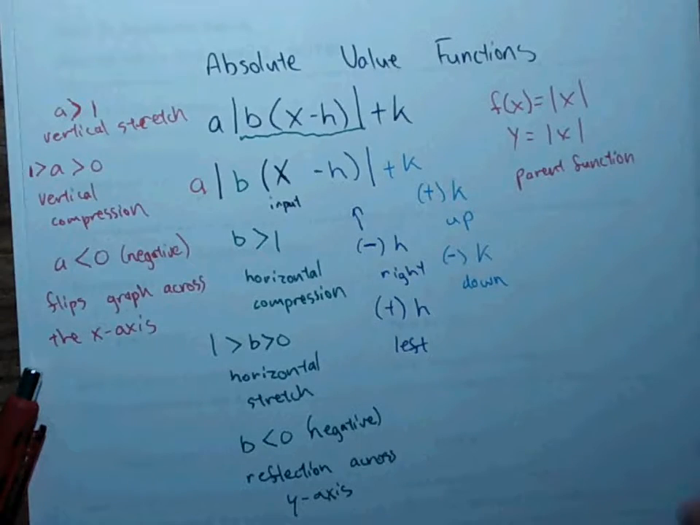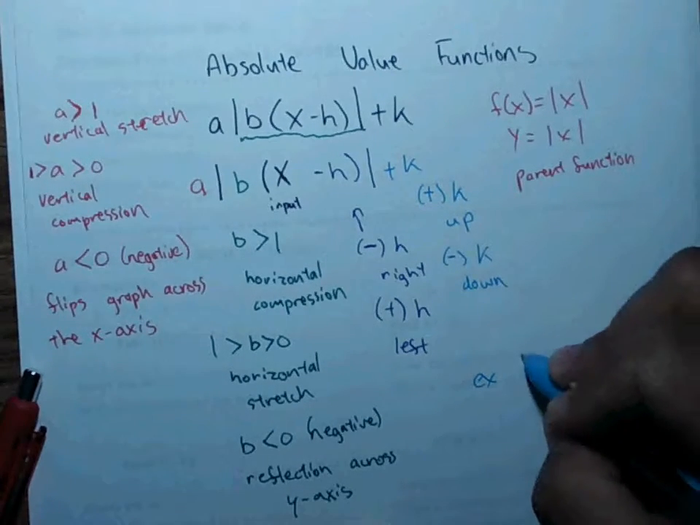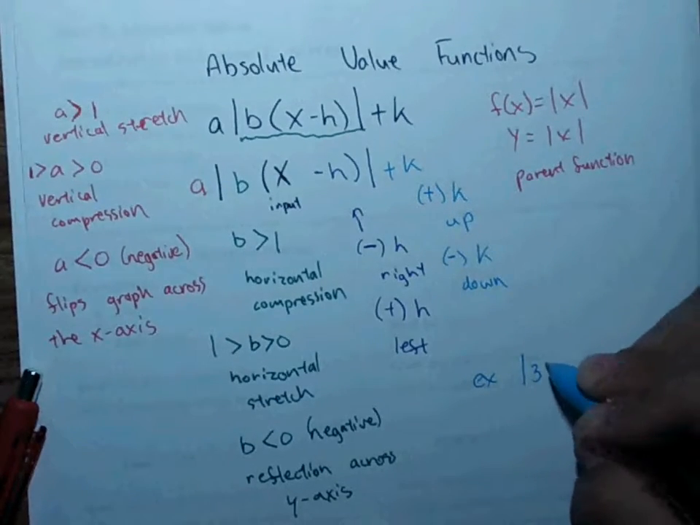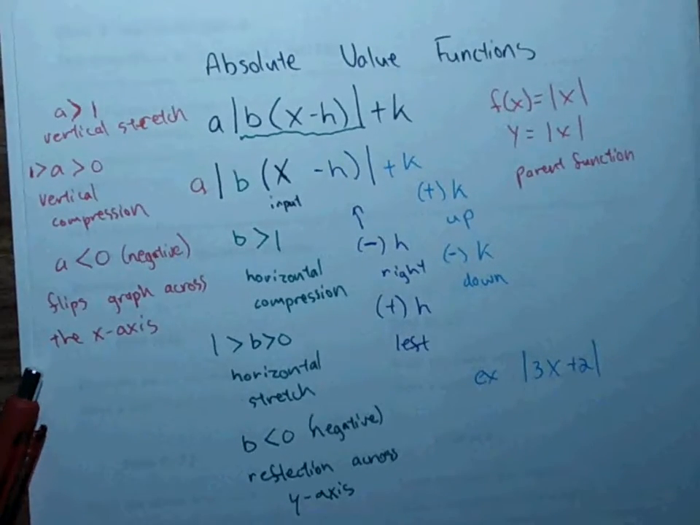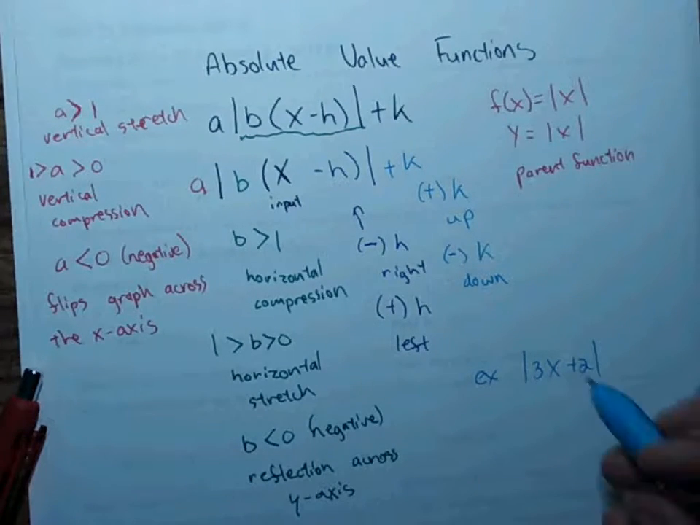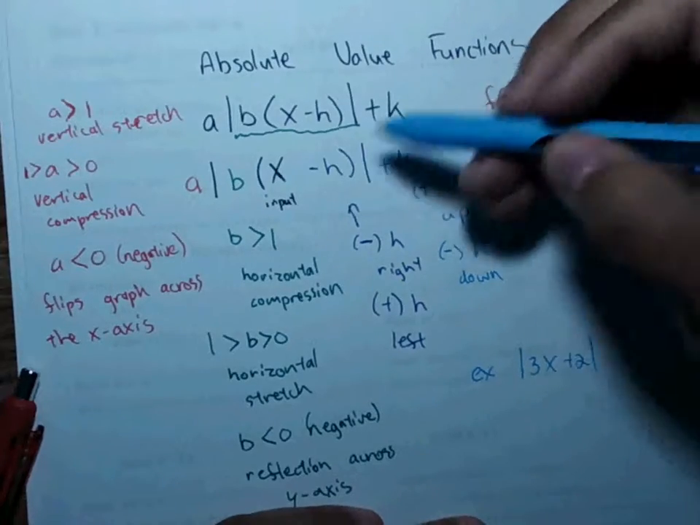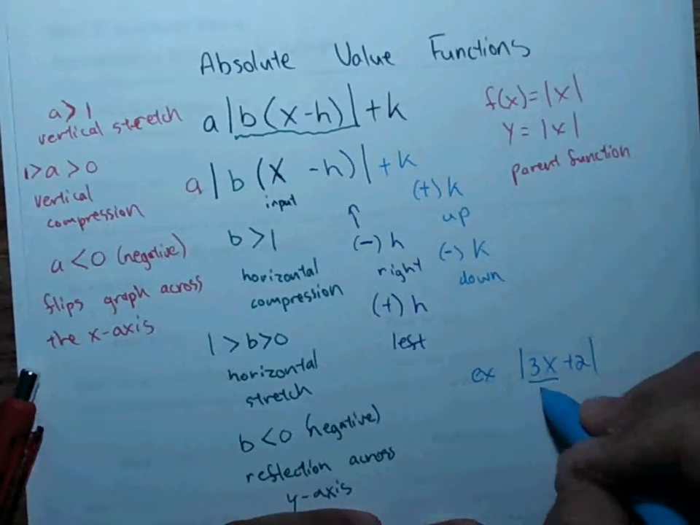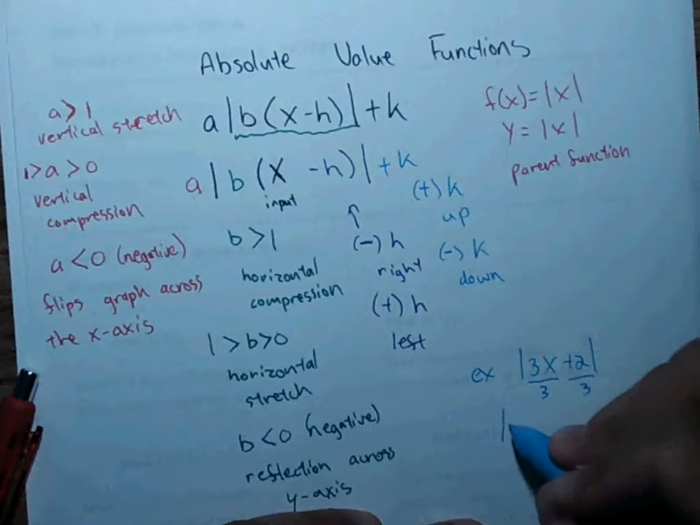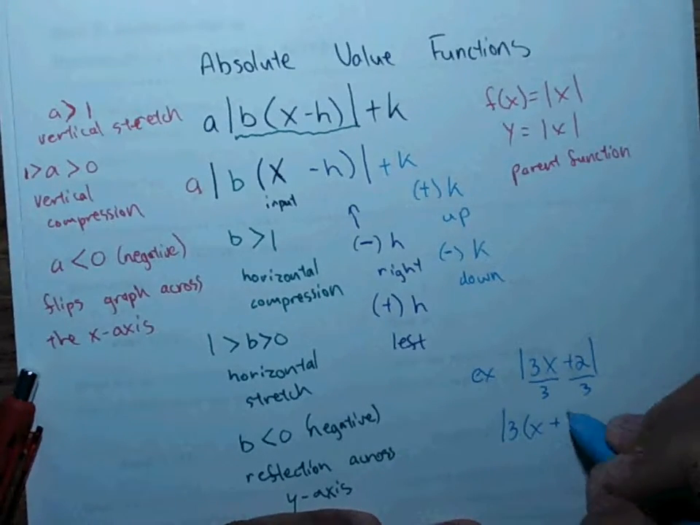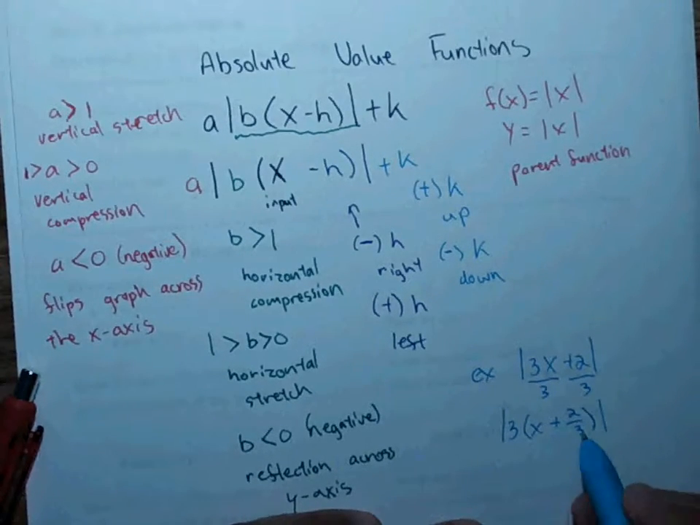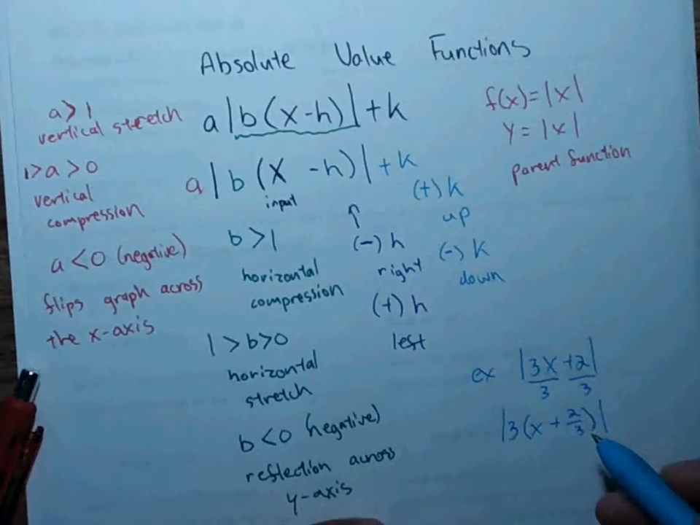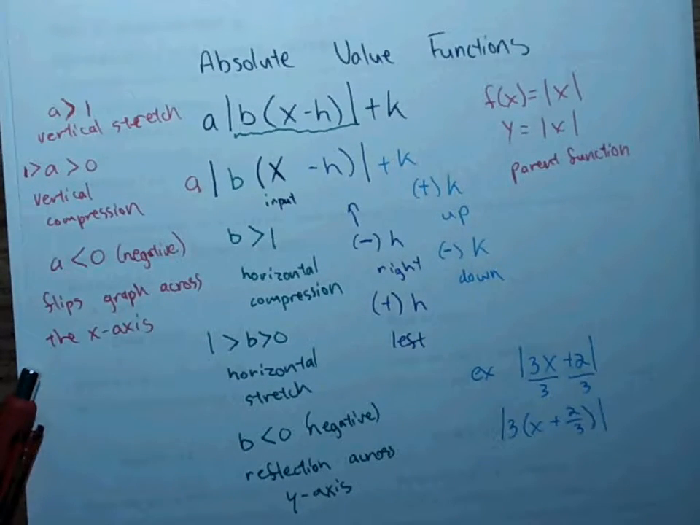So give an example. If it looked like this, absolute value of 3x plus 2, you would think initially that that plus 2 would move your entire graph to the left 2. However, that is not the case. In all actuality, this should be written like we have it up here with parentheses. So I'm going to need to take out the 3. So this will be absolute value of 3 times x plus 2 over 3, which means that my graph actually moves to the left 2/3 as opposed to moving to the left 2. And we'll get into some examples of what that looks like as well.